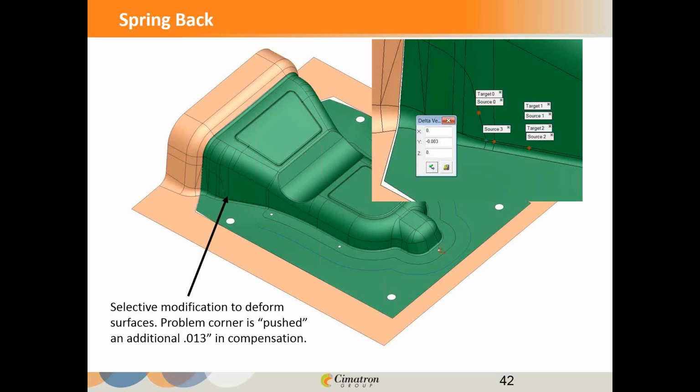It's a matter of taking that point and pushing it an additional 13 thousandths in. You can kind of see that. I just noticed today that when I typed in my Y value, I typed in the wrong number. That's why I see negative 3 thousandths. It should say negative 13.